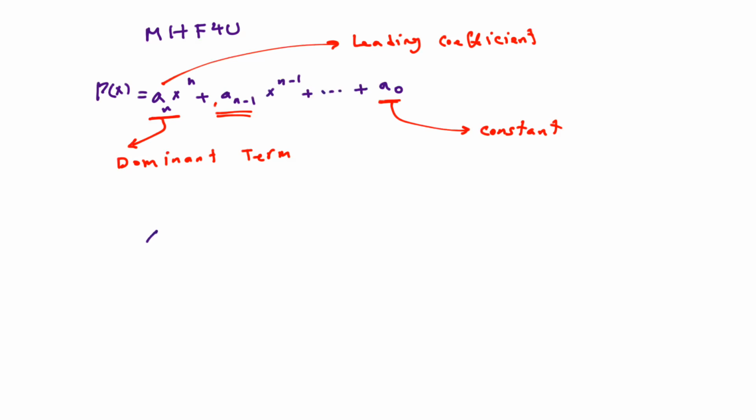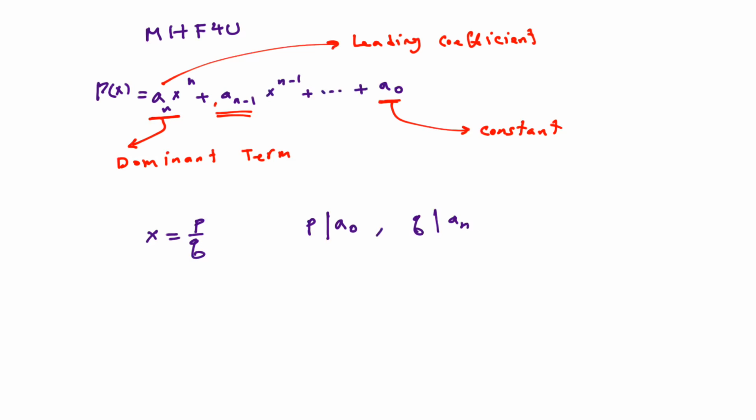If x equals p over q is a root of this polynomial, then we can prove p divides a_0 and q divides a_n. In other words, p, the numerator of the fraction, divides the constant term in the polynomial, and q, the denominator, divides the leading coefficient.